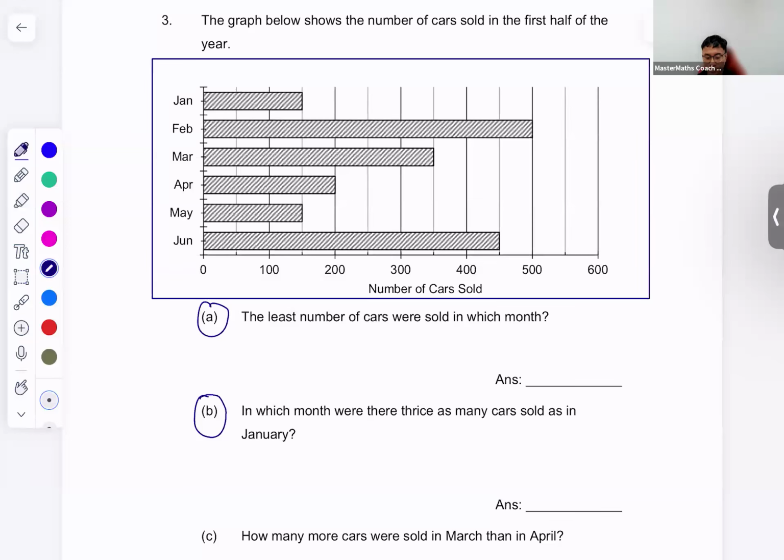Okay, on your paper, Hadira, I want you to write the number. For example, January dot dot how many, and then February dot dot how many. Is it okay? Okay.